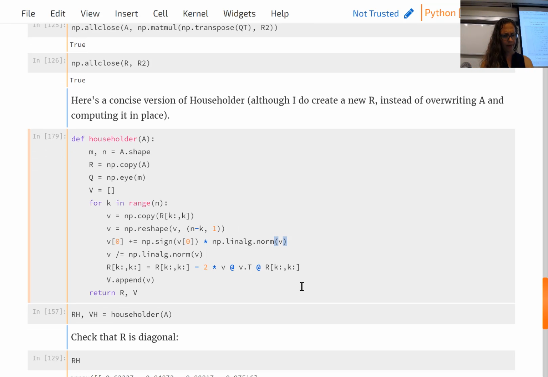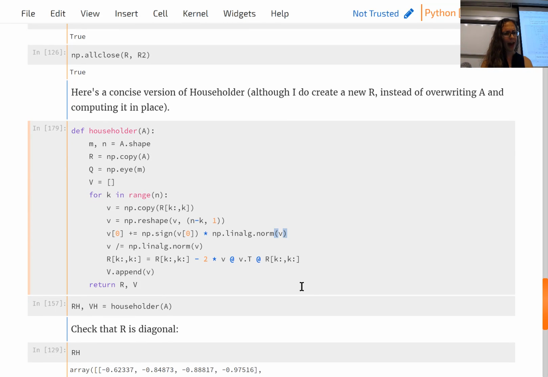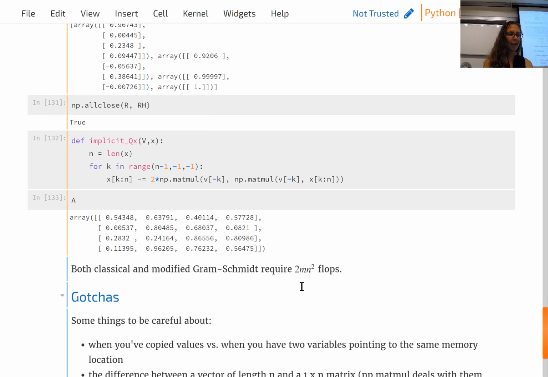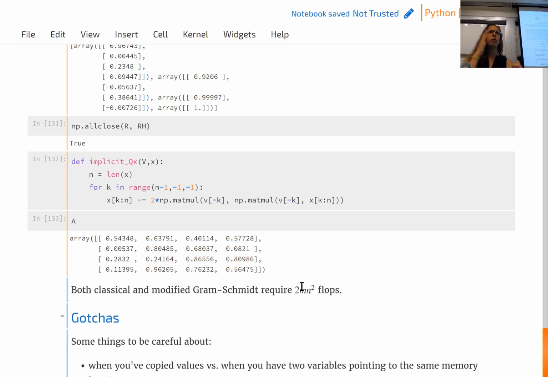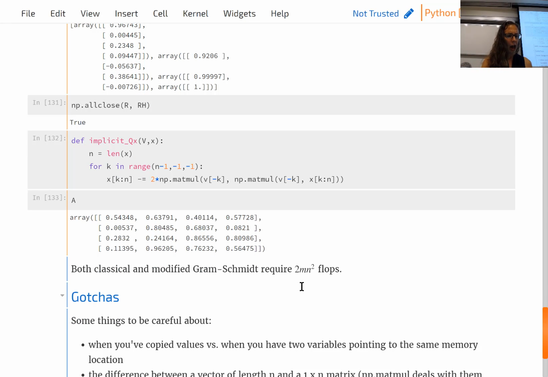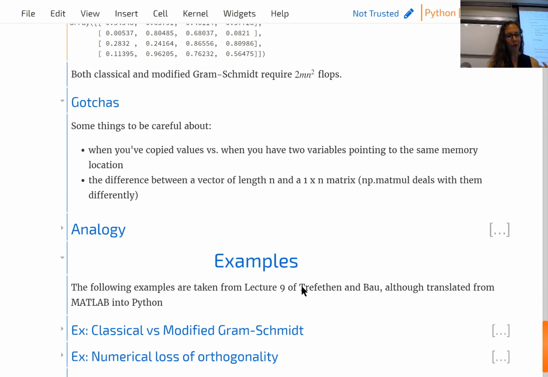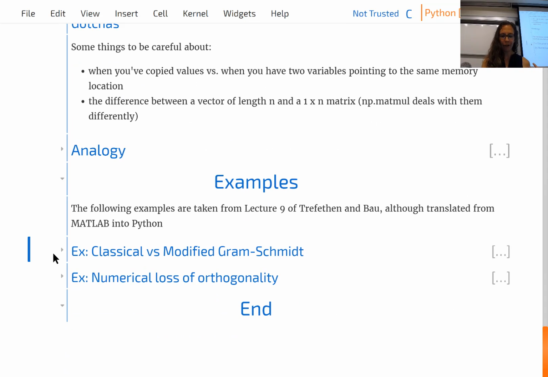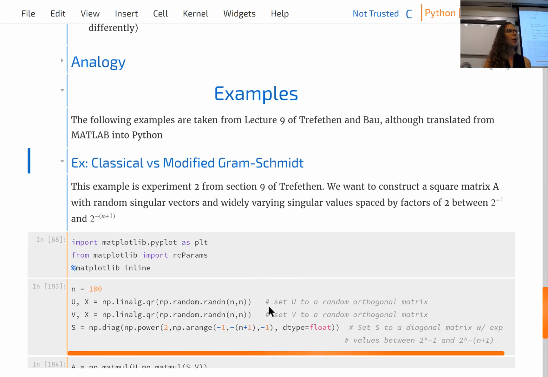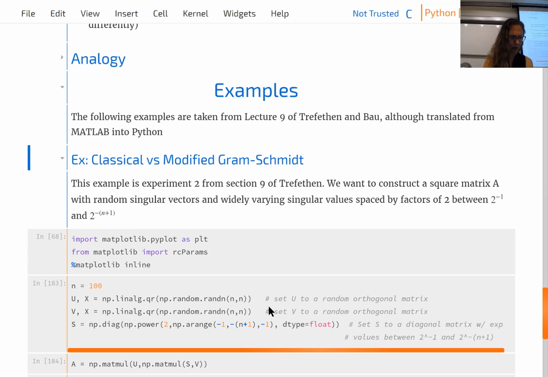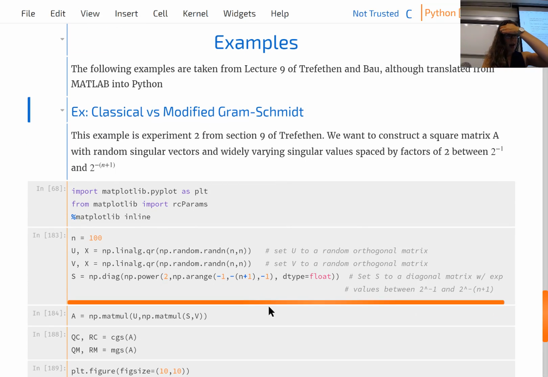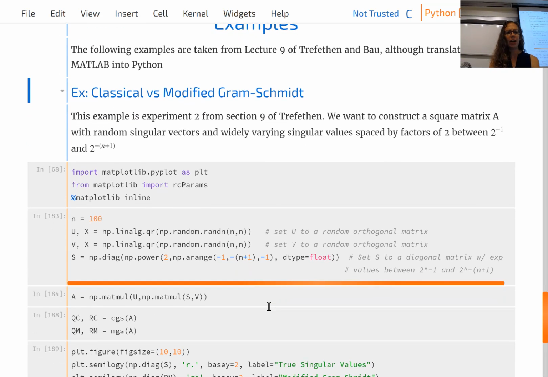I'm going to go on, sorry that I'm not getting into the details on these. Householder is covered in Trefethen, but it's a less intuitive algorithm than Gram-Schmidt, where you're taking these projections. I think part of the fun is seeing how these are different from each other numerically, and I wanted to make sure we get to this with plenty of time. This is coming from Lecture 9 of Trefethen. It has a few examples of how they vary.